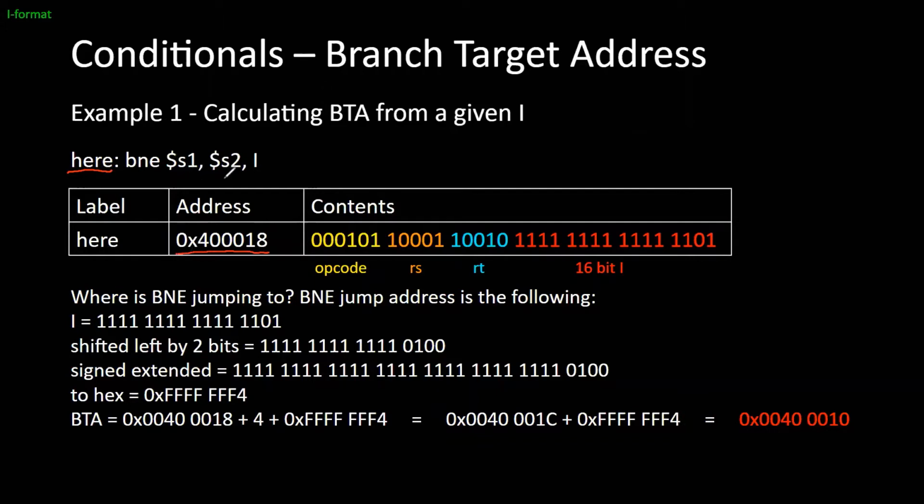It has S1, S2, and the I. So we want to calculate the BTA from given I. So that means originally this BNE S1, S2 had a label here, like loop, for example. And here this is already assembled. So this loop has gone through that formula, and it's actually now in the form of I. So it's a form of an offset.